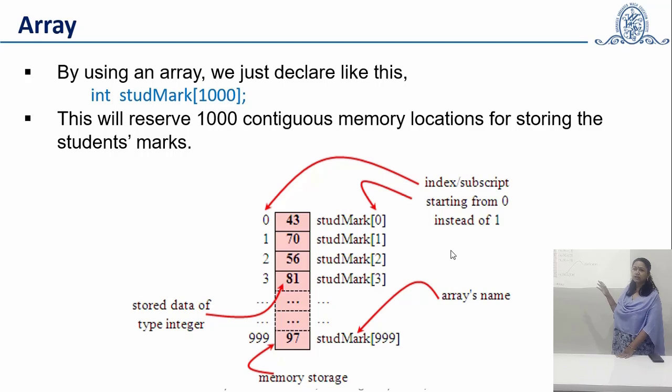Instead of declaring 1000 variables, I'll declare one variable called studMark, which will have 1000 contiguous memory locations in which I will be storing the marks of the 1000 students. For example, here the index is from 0 to 999. In contiguous locations, the marks of the 1000 students will be stored. This will save me the difficulty of declaring the marks of the 1000 students.